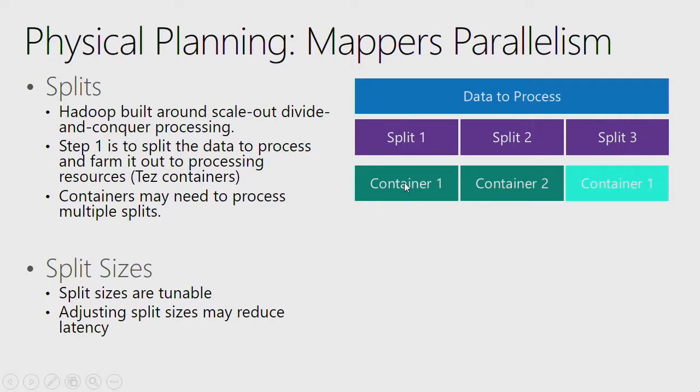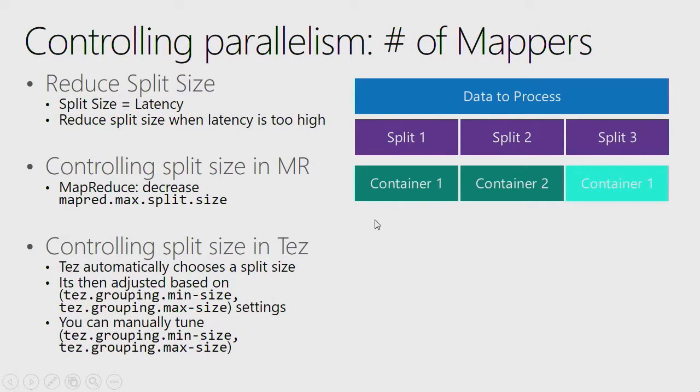And these splits are then used in different containers. So the key thing here is the split sizes are tunable, right? And adjusting split sizes may reduce latency. Now, when you run a Hive query, it uses its own algorithm to pick the split size, which may or may not be optimal. In most cases it is, but in some cases reducing the split size may help with the latency. Again, it's more like a brute force method which you have to try.